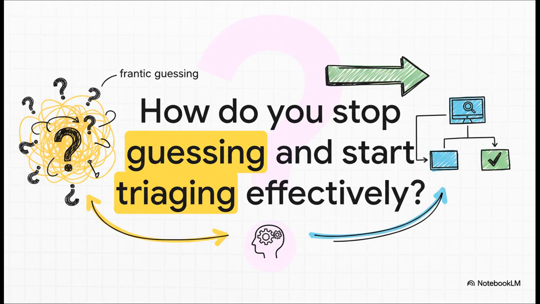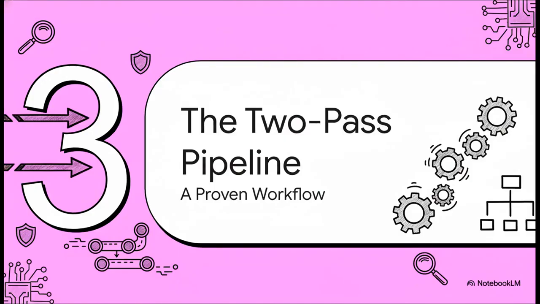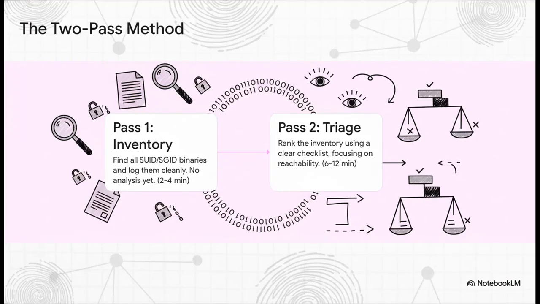Okay, so that's the problem. The old way is broken. It's a mess. So the big question is, how do we actually fix it? How do we stop the frantic guessing and start triaging like a pro? And the answer is actually beautifully simple. It's called the two-pass pipeline. Now, this isn't some magic one-liner command. It's a workflow, a system, and it's designed to bring order to the chaos. Here's the breakdown. It's just two steps.